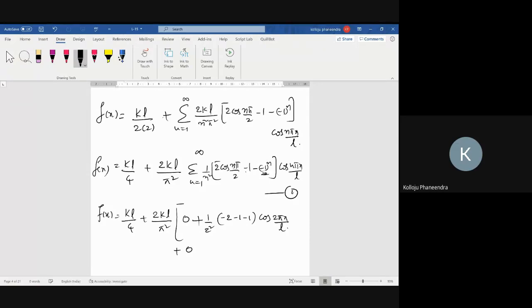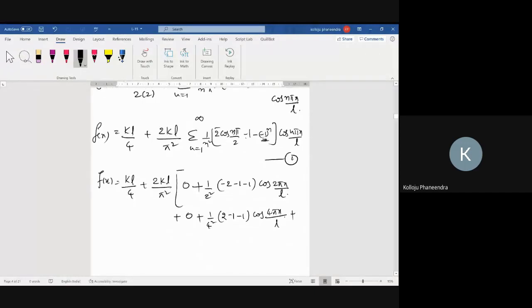This is 0. When n equal to 4, if I take 4, it means 1 by 4 square. 4 means cos 2 pi. This is 1, and this is minus 1 and this is also minus 1. This is cos 4 pi x by L. And n equal to 5, 0, and so on.